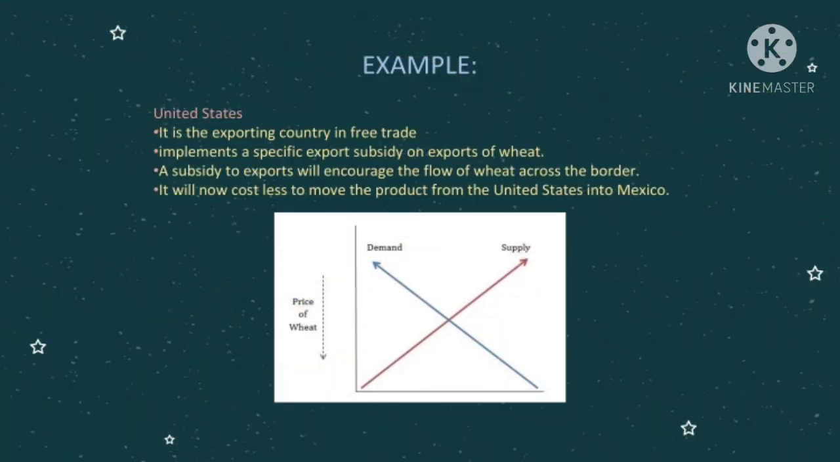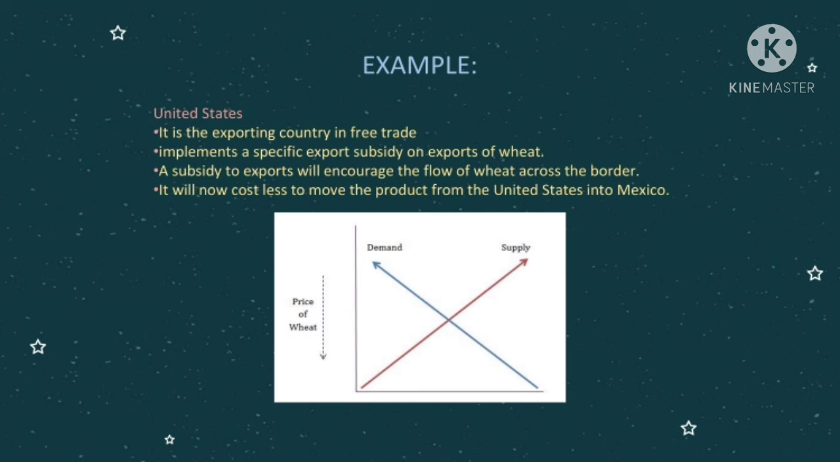One example of export subsidies in large countries is the United States. It is the exporting country in free trade. It implements a specific export subsidy on exports of wheat. A subsidy to exports will encourage the flow of wheat across the border. So, it will now cost less to move the product from the United States into Mexico.